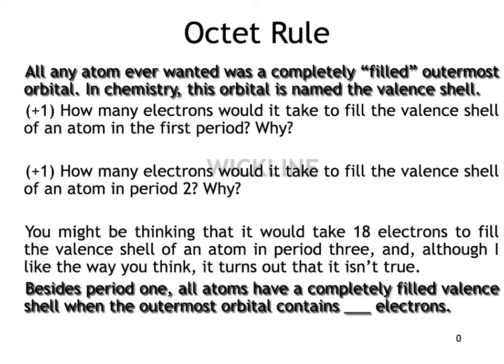So the octet rule. You've probably heard the word octet before, and if you haven't, it has to do with the number 8. Like an octopus, for instance, has 8 legs. But the octet rule is a rule that has to do with 8, and basically it says that all any atom ever wanted was a completely filled outermost orbital. And in chemistry, this orbital is named the valence shell, and the valence shell has, you guessed it, 8 electrons in it.